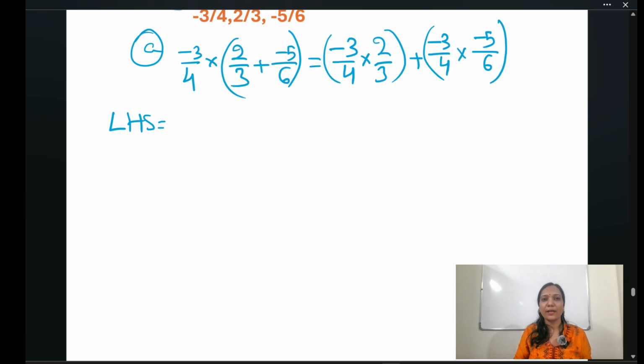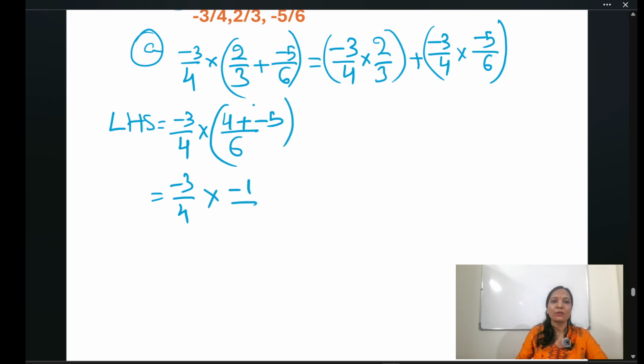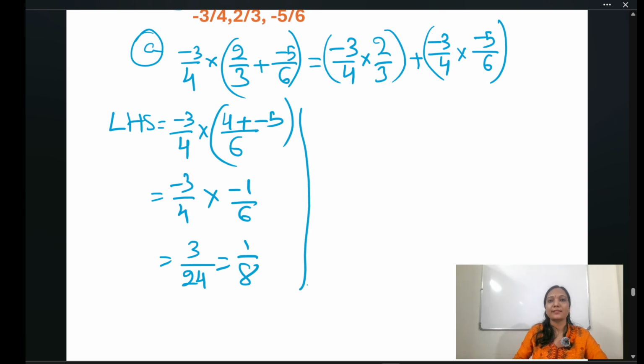First we have to solve the bracket. So write minus 3 by 4 into LCM of 3 and 6 is 6. 3 2s are 6, 2 2s are 4 plus 6 1s are 6 and minus 5. Okay. See, minus 3 by 4 into minus 1 by 6, which is minus into minus plus, we get 3 by 24. If we simplify, we'll get 1 by 8. Okay. So this is our LHS part.